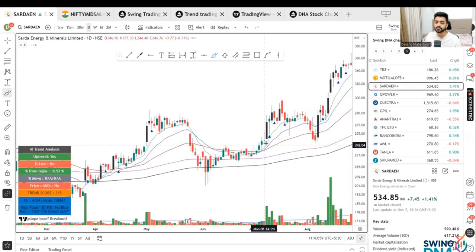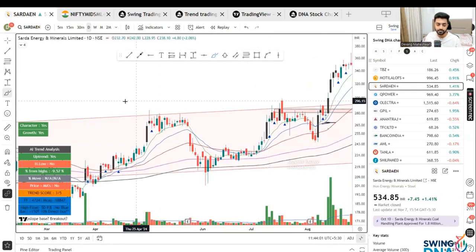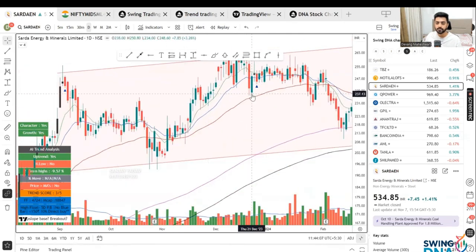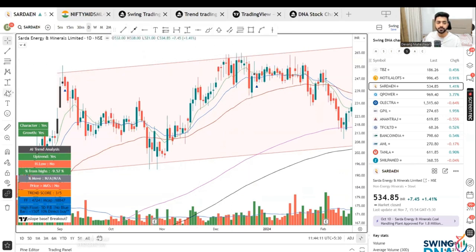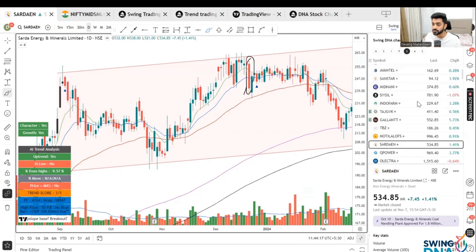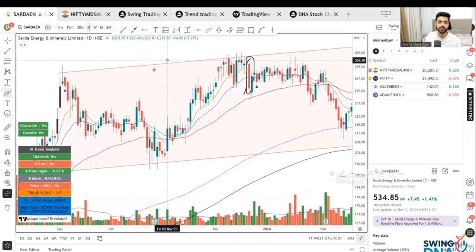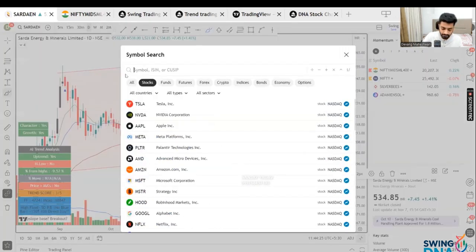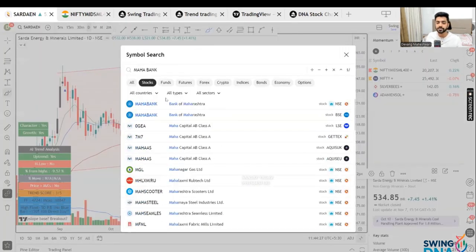Sarda Energy. December, okay. This is 6.5% down. Okay. So why am I telling you this? For re-entry. Okay, the objective is that don't be afraid of re-entries. Don't be afraid of re-entries.